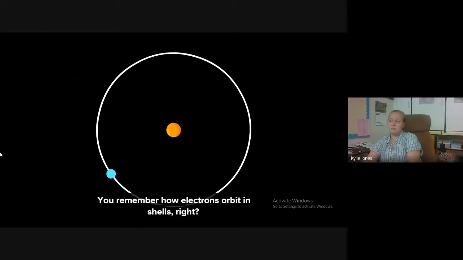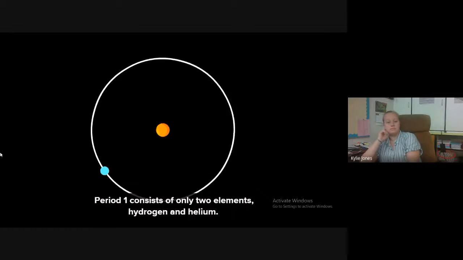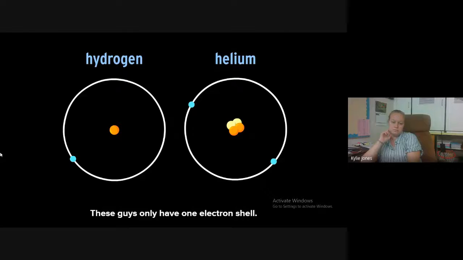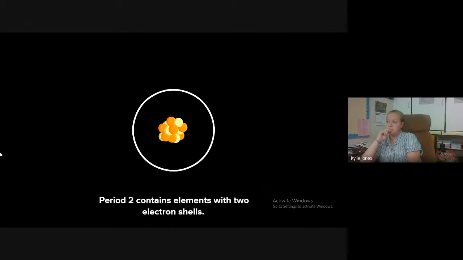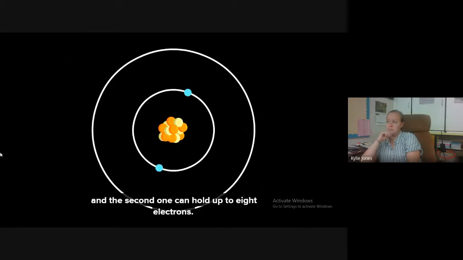You remember how electrons orbit in shells, right? Well, periods describe the number of electron shells that elements have. Period 1 consists of only 2 elements, hydrogen and helium. These guys only have 1 electron shell. Period 2 contains elements with 2 electron shells. The first shell contains 2 electrons, and the second one can hold up to 8 electrons.